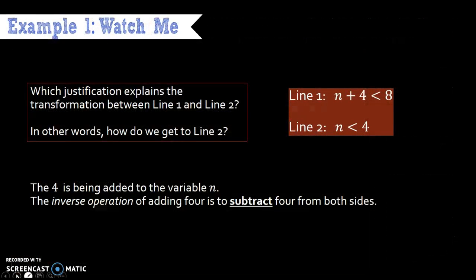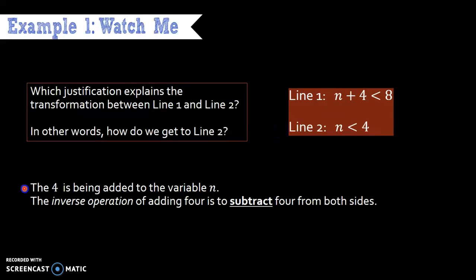Here's an example of how to use justifications to explain your steps. Which justification explains the transformation between line 1 and line 2? So line 1, line 2 is over here. In other words, how do you get to line 2? We're going to see what happened to both sides in order to produce line 2. I see that I have subtracted 4 from both sides of this inequality to result in line 2.